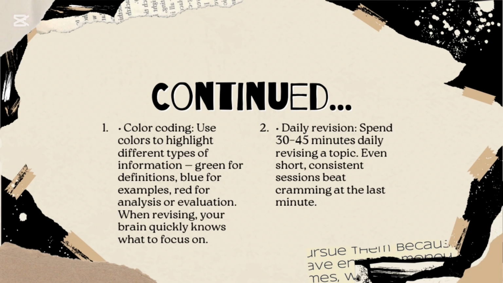Color coding. Use highlighters, different colors, so you highlight information. For example, when you highlight, you'll know which information you're going to read and concentrate on. Also, use color coding, which is green for definitions, blue for examples, and red for analysis or evaluation. When revising, your brain quickly knows what to focus on.